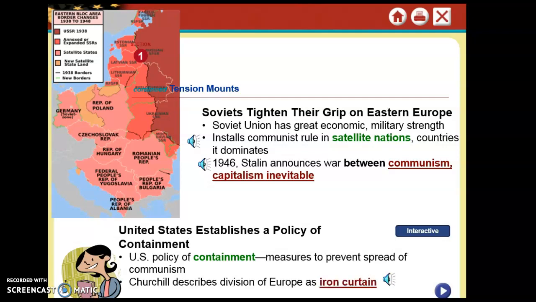So the phrase, Iron Curtain, came to stand for the division of Europe. When Stalin heard about this speech, he said, in no uncertain terms, that Churchill's words were pretty much a call to war.